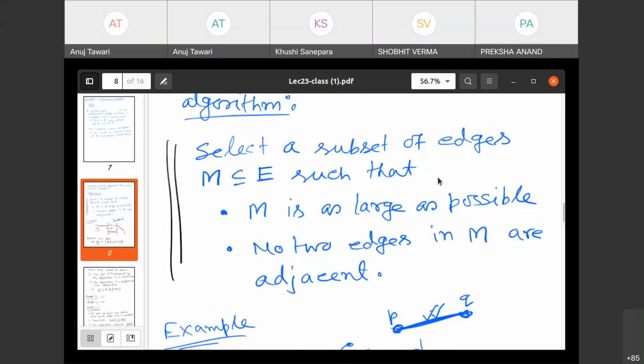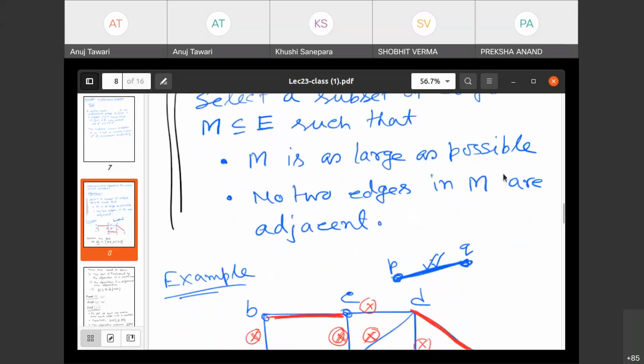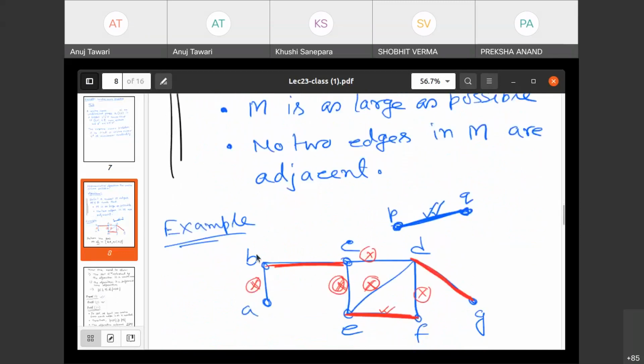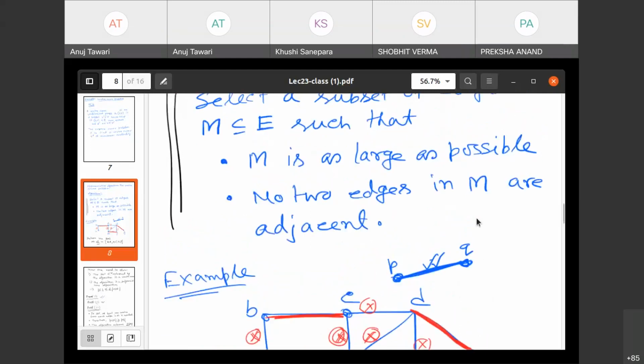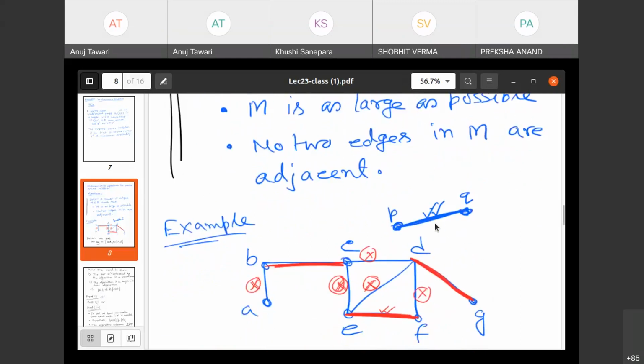Okay. So how do we find this set M of edges? We apply some greedy approach. We arbitrarily choose an edge, let's say I chose BC, and then we delete all the edges which are incident with BC. So you can delete AB, CE, CD. Okay. Then again you choose another edge and delete all the edges which are incident with that edge. So let's say we chose EF. So we further deleted ED and DF, and finally there's only one edge remaining, DG. Okay. So this is what our subset of edges is, it is as large as possible: BC, EF and DG. Now if you try to add another edge, it will be incident.